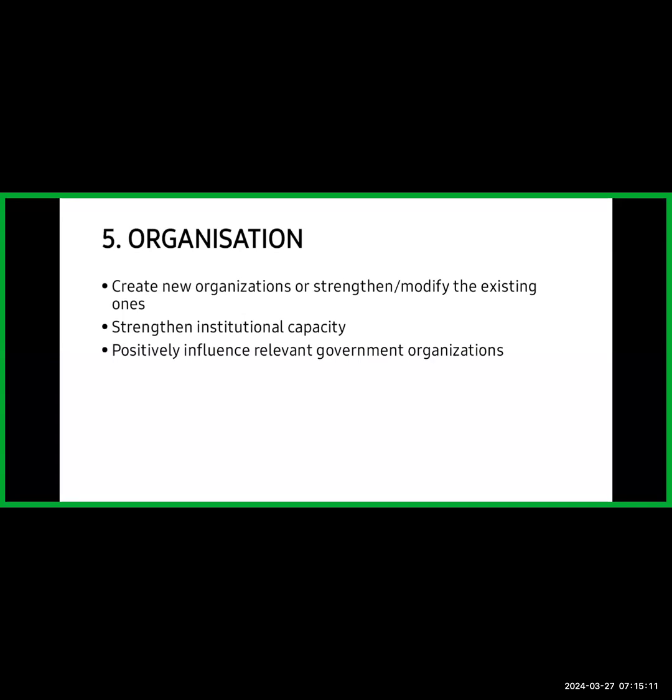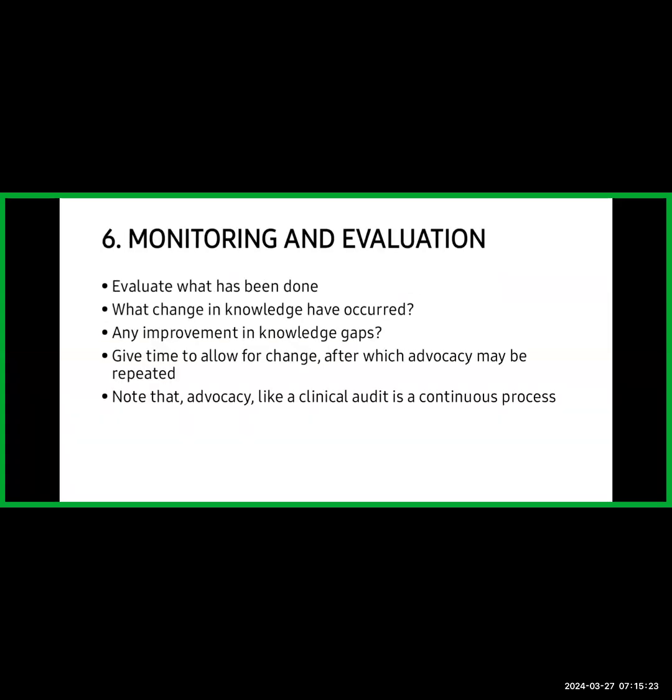The next thing is organization. For the organization, we need to create some new organization, or strengthen or modify the existing ones, and strengthen institutional capacity. Going to one of the most important ones, which is monitoring and evaluation. This is very important, after the main advocacy. So we need to really monitor. How do we do that?